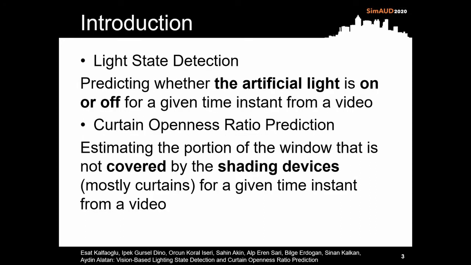There are two problems covered in our work. The first one is light state detection, which is predicting whether the artificial light is on or off for a given time instant from a video. The second one is curtain openness ratio prediction, which is estimating the portion of window that is not covered by the shading devices and mostly curtains for a given time instance from a video. In other words, estimating the portion of window from which the daylight can enter.